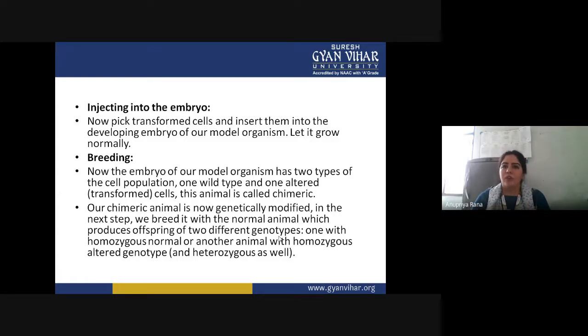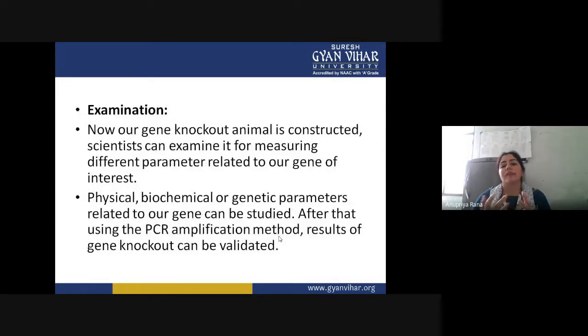Two situations can always happen, because we are not very sure at the crossing over process what kind of gene is going to be altered, but there is a 50-50% chance that it will be present in one offspring or not. If it is not present in one offspring, there is more surety that it will be present in another. So in this case, we get two offspring, one homozygous, one heterozygous. Now we have to do the examination. We have offspring, so now our gene knockout animal is constructed.